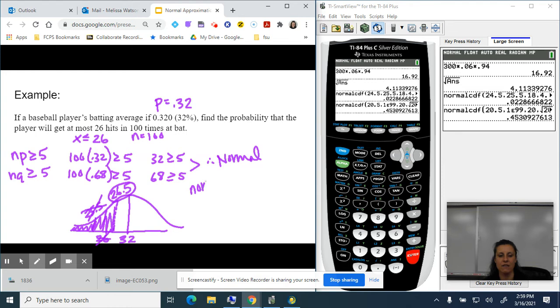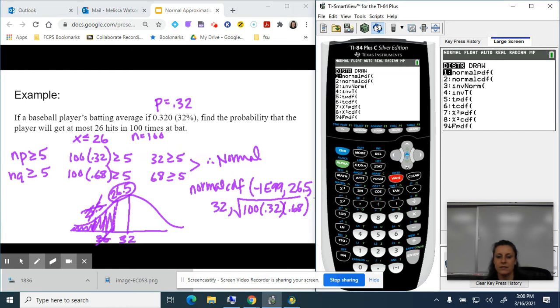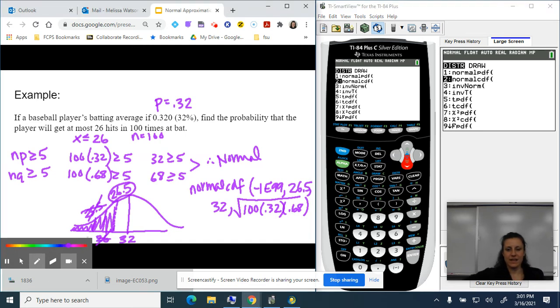All right, normal CDF. The shading starts at -infinity. The shading ends at 26.5 with a mean of 32 and a standard deviation of the square root of n times p times q. All right, I'm going to plug that in. Selecting that normal CDF function.